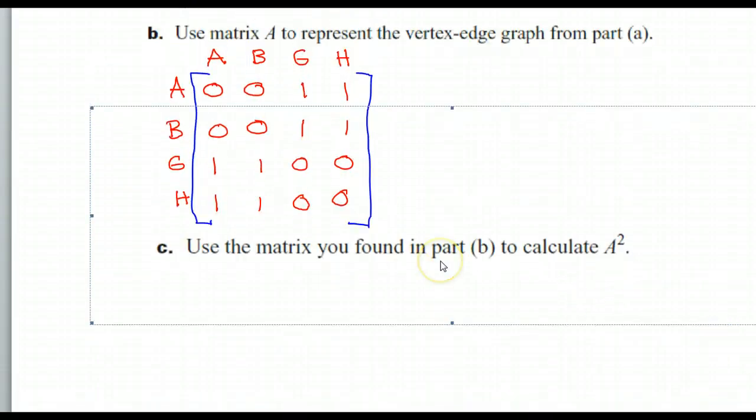Okay, they're not saying what this means, but I want you to understand that when we calculate A squared, the matrix that we get is going to show us, between any two cities, how many ways there are to get from one city to another using exactly 2 flights. Okay, the 2 means 2 flights, 2 connections.